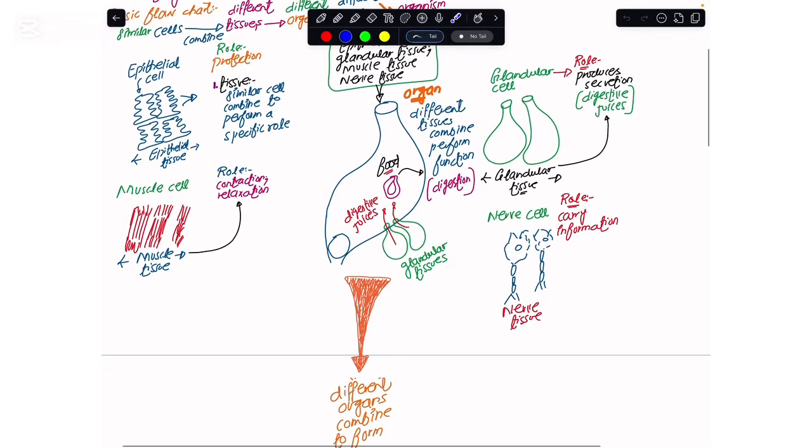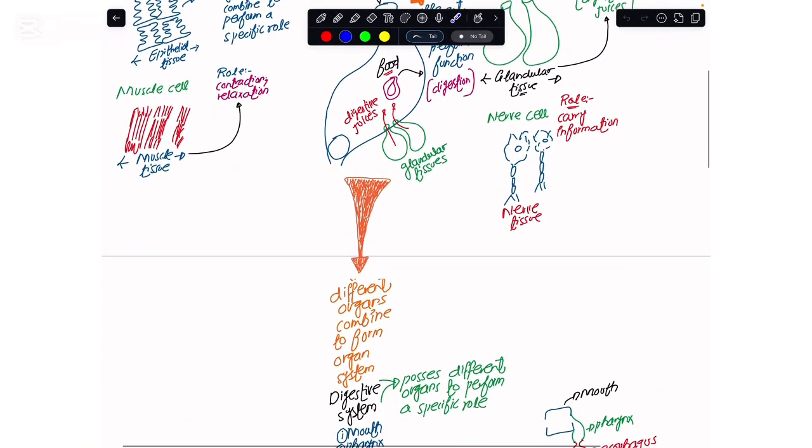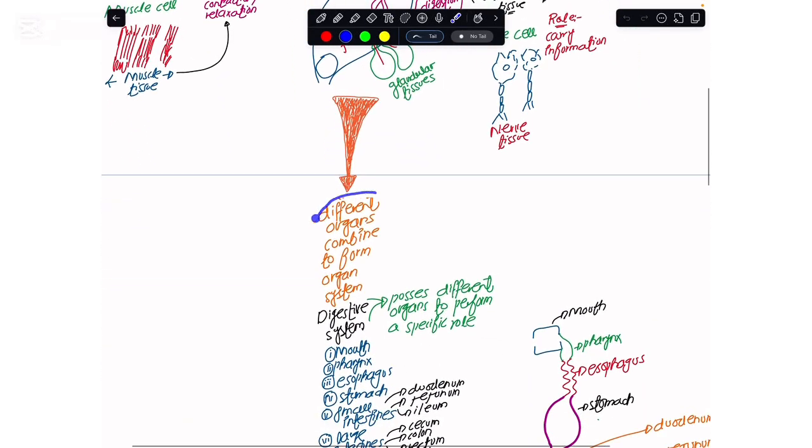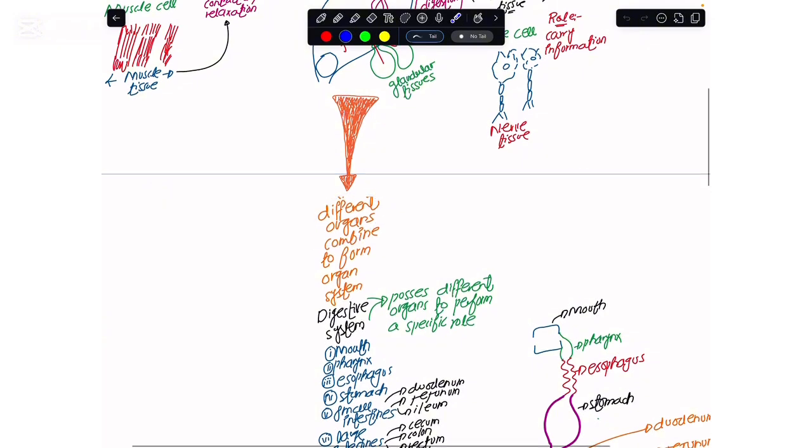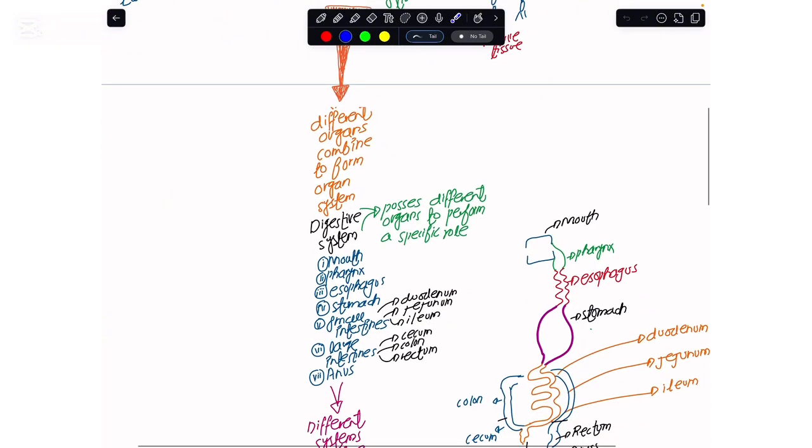Let us remain on this aspect. So now I am going to take different organs, and when these organs combine with one another, they would make an organ system. If I were to go to an example in the context of food digestion, the specialized system that we have is the digestive system, and it has multiple organs in it, and they have one specific role, and that role again is breaking down the food.